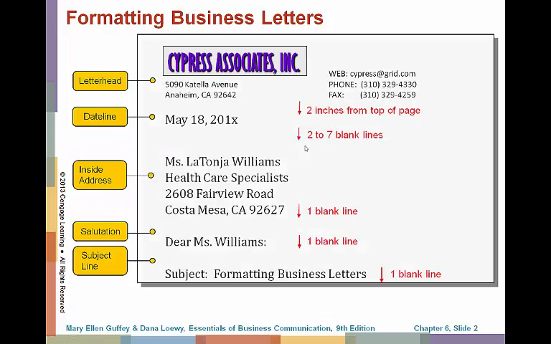And then about 2 to 7 blank lines depending on what form you're using and how much space you have too. That's another thing to keep in mind, is how much space do I have here. And then you'll put the inside address. I know this seems really weird, you've put your address at the top and then you put their address, and shouldn't they know? But that's just the way that you do that. So in this case, it's going to Miss Latoya Williams at Healthcare Specialists, and then her address.